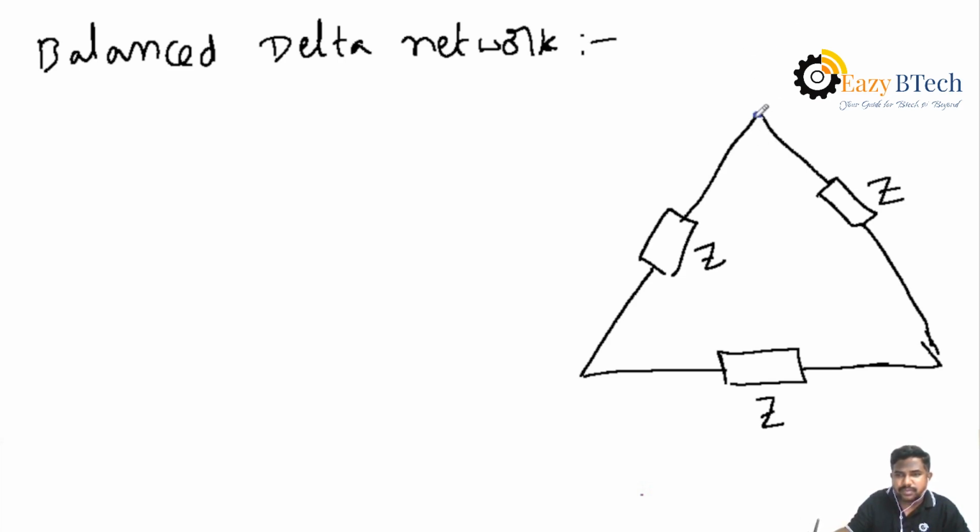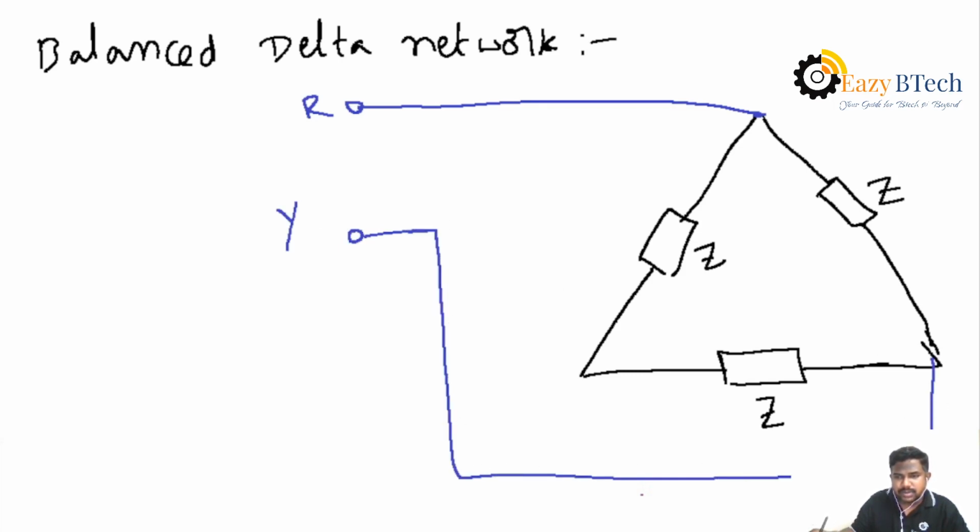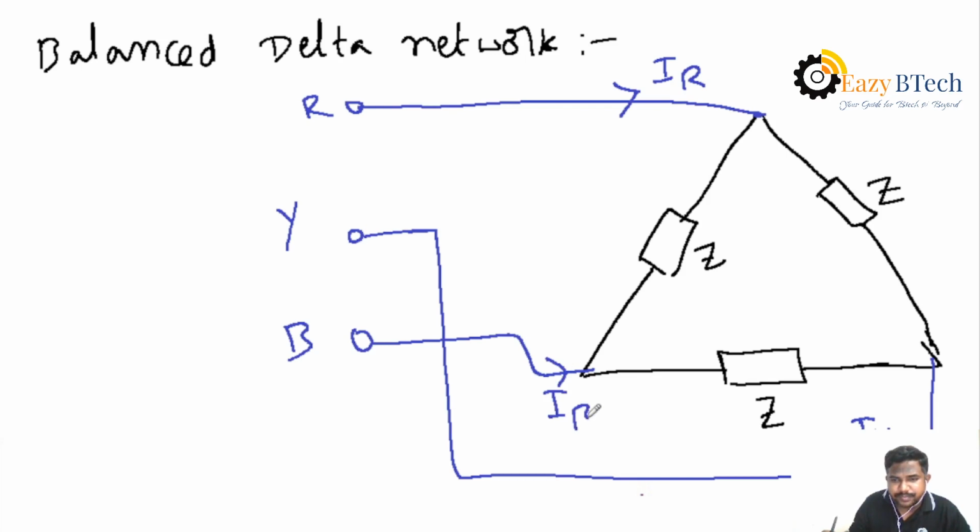Here is the formation of one node, that is the first phase R and the second phase Y. This is the second phase, and the third phase B. The three phase supply R, Y, B is connected to a delta system. Hence, we know the currents passing through the line in the delta network, IR, IY, IB, are called the line currents, and the phase currents are the currents passing between the phases, that is IRY, IYB, and IBR. These are called the phase currents.